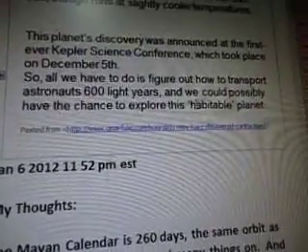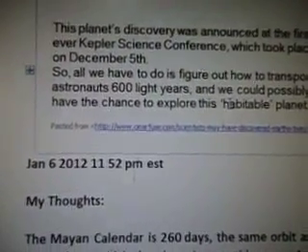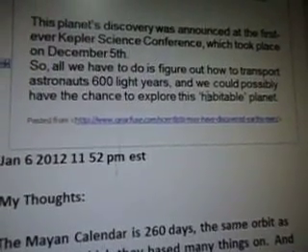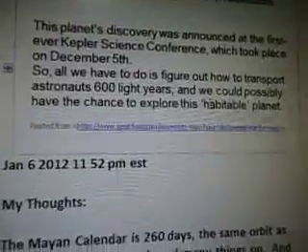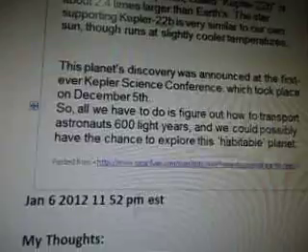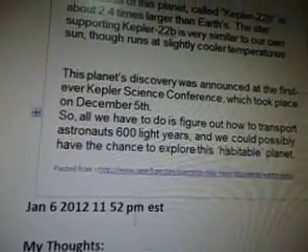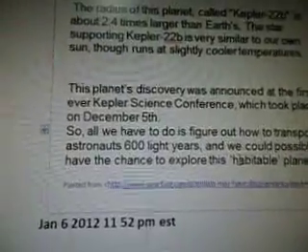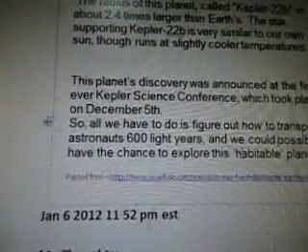So what we'll have to do is figure out how to transport astronauts 600 light years, and we could possibly have the chance to explore this habitable planet. So SETI is saying they really want to explore this planet. And when I read that, and this is when I actually started doing this, I was so excited that they found this planet. So on December 6th, I sent a message through one of the public satellites where you can send a message to aliens. And part of it was about, okay, can you tell us how to build a faster spaceship? That was the meditation question.